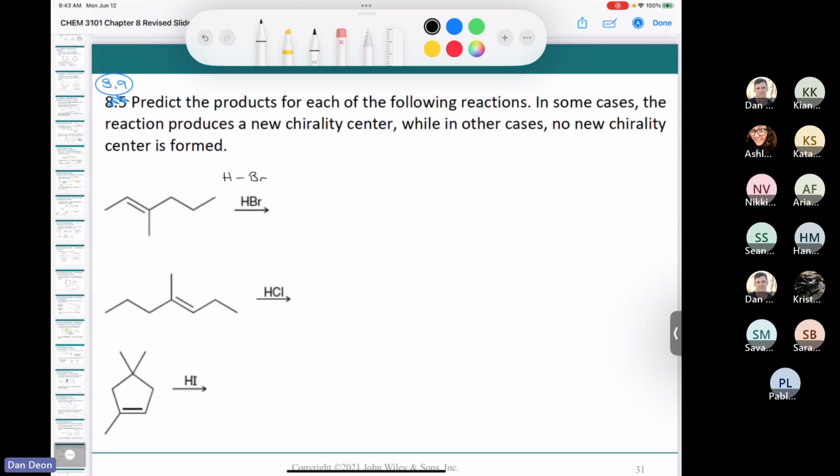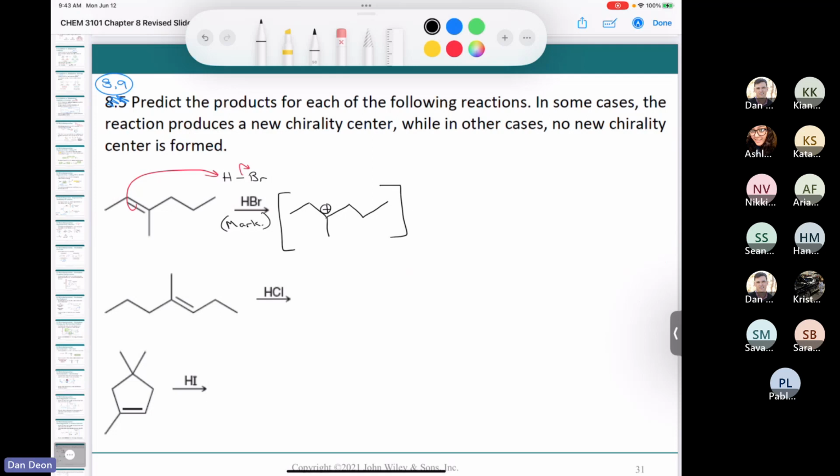It's going to be Markovnikov. Thanks, Hannah. So this is a Markovnikov addition. Yep, so the rich are going to get richer. This carbon here is the one that's going to take the proton, and I'm going to end up with a carbocation. I'm just going to draw the carbocation for interest's sake here. So we end up with a tertiary carbocation.